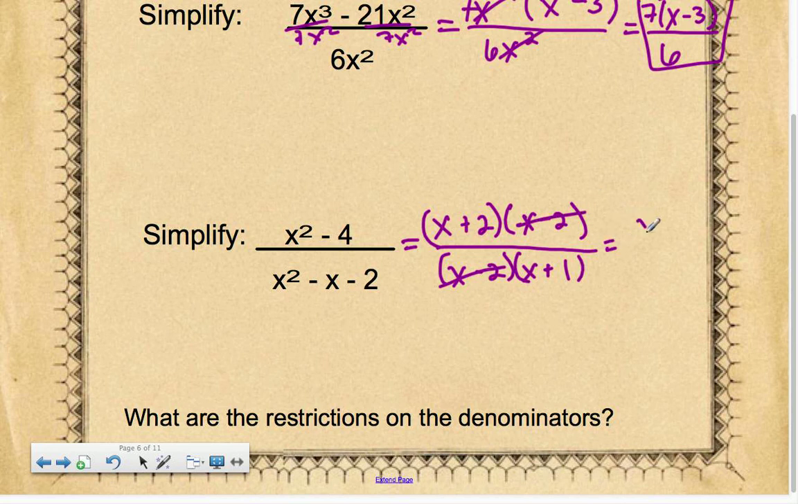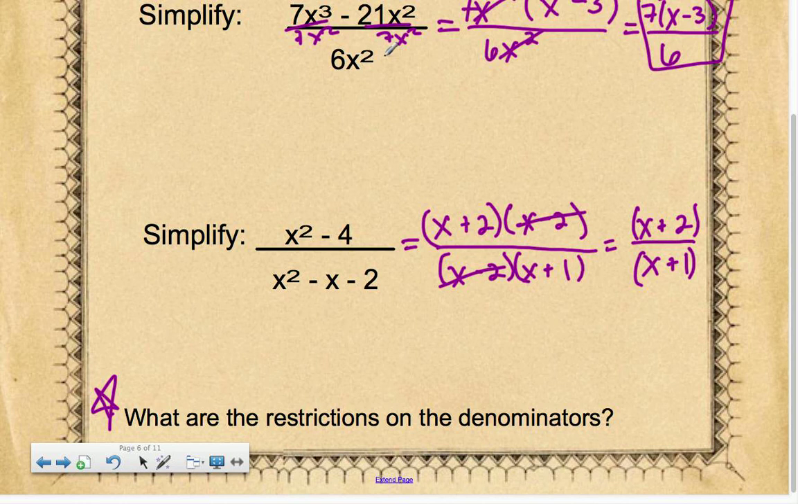So now we're left with x plus 2 over x plus 1. And we can't cancel these out because, again, these are factors. They are their own term. They stay together. Now, looking at these two problems, what are the restrictions in the denominators?